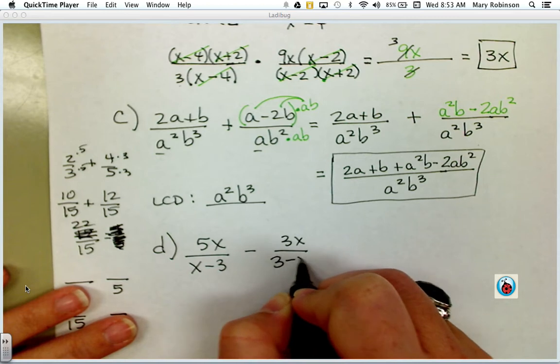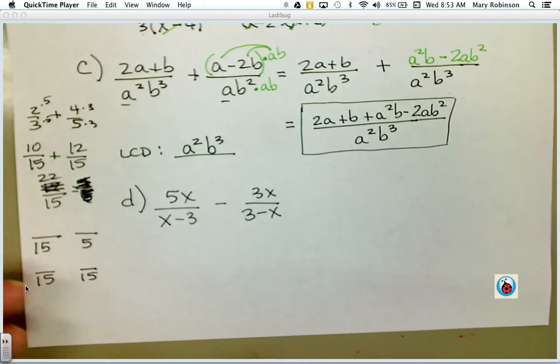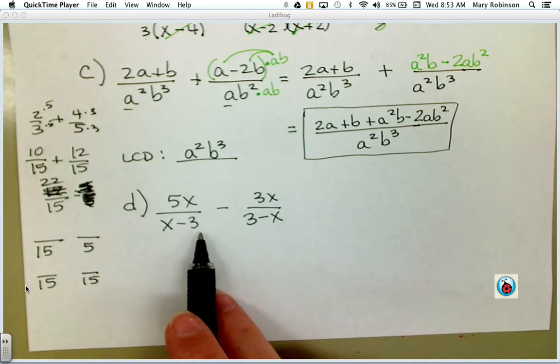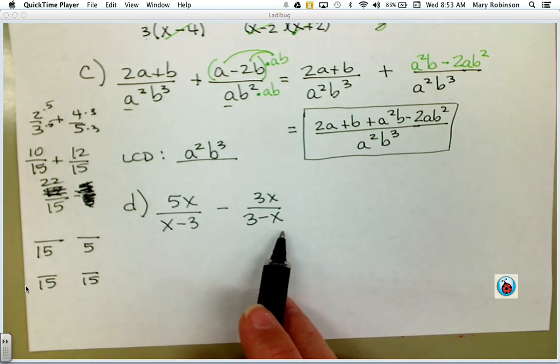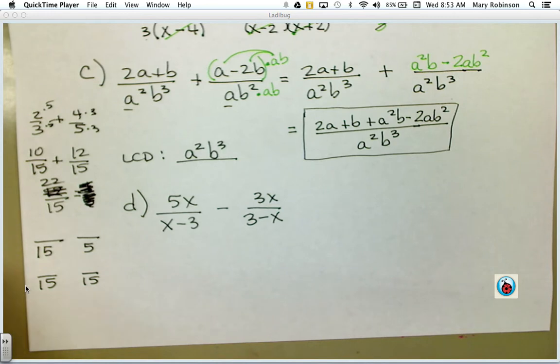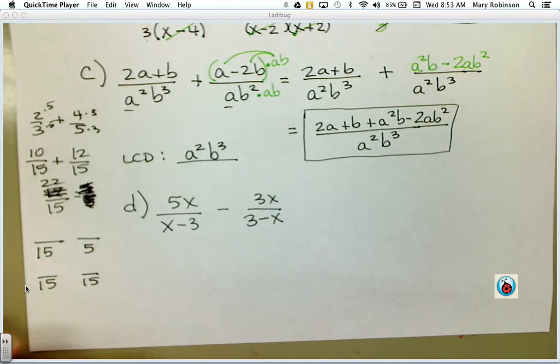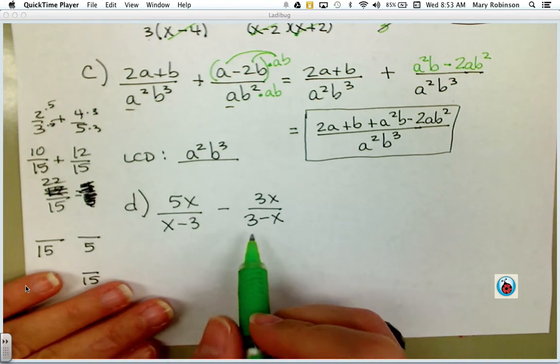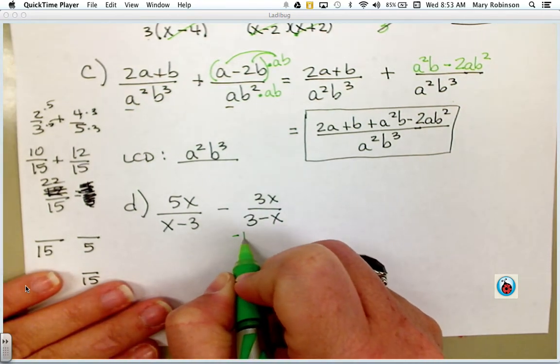But we do not have like denominators. Remember, to add or subtract, we have to have like denominators. Well, they look very similar. We have x minus 3 and we have 3 minus x. Recall from class, we taught you that if you wanted to make one appear like the other, then we could essentially factor out a negative 1.